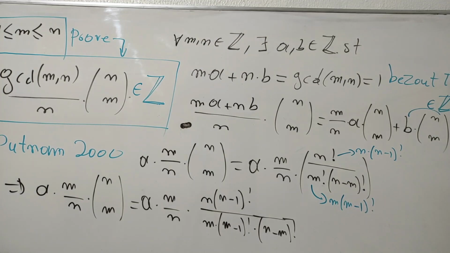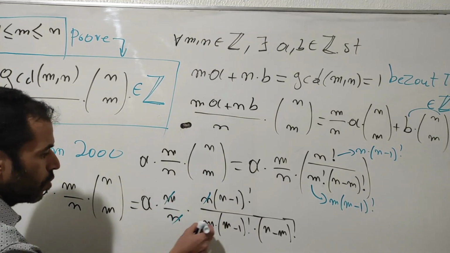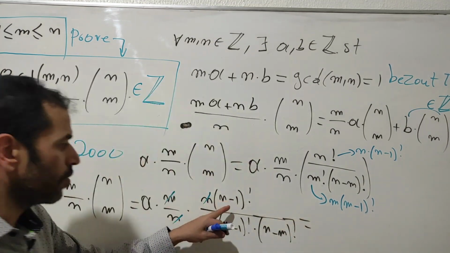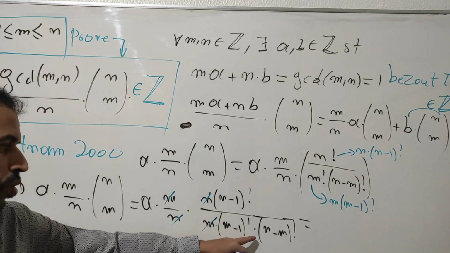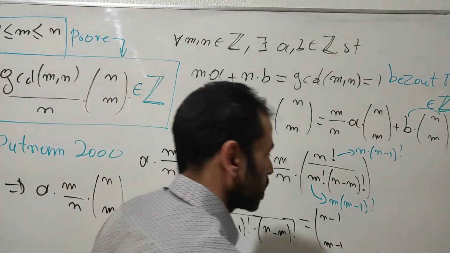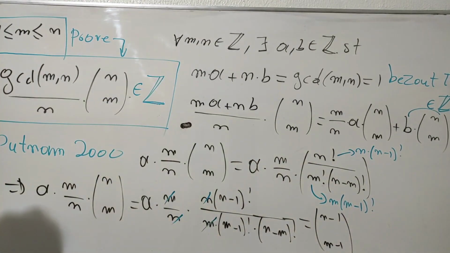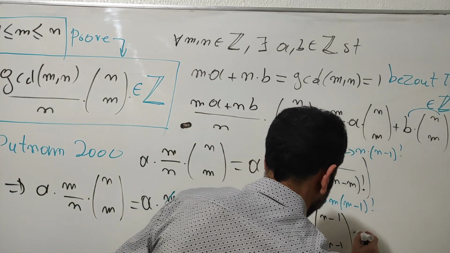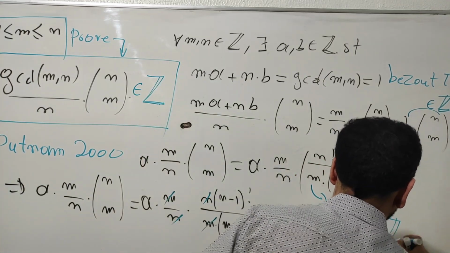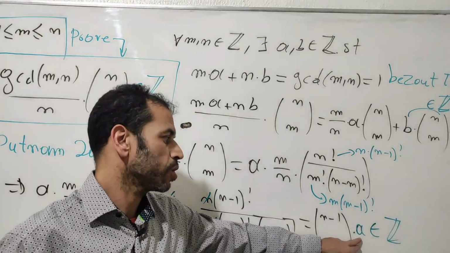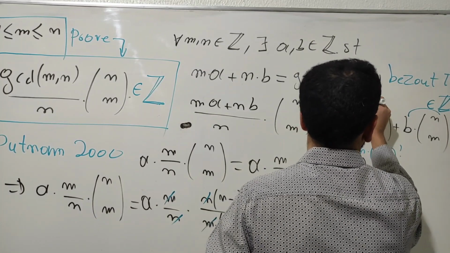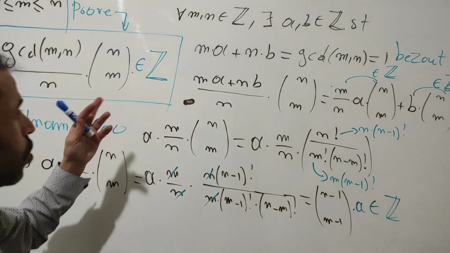So this n will be cancelled out with this n, and this m will be cancelled out with this m. I will be left with n minus 1 factorial over m minus 1 factorial multiplied by n minus m factorial, which is the same as n minus 1 choose m minus 1. Then we multiply it by a. So this is exactly an integer multiplied by another integer, which is an integer. So we have proven this one is an integer. Also the other one is an integer, which means the whole thing is an integer.